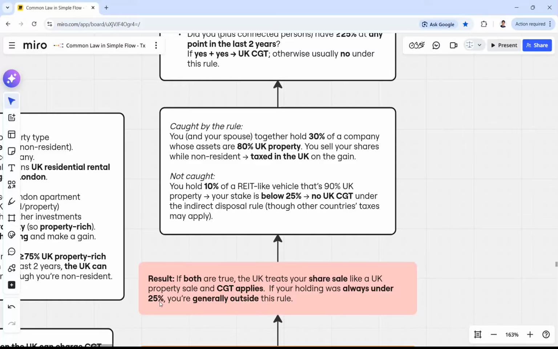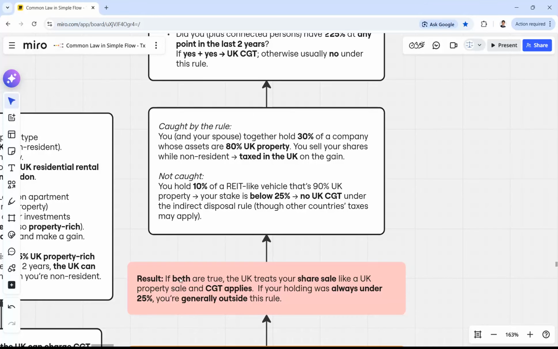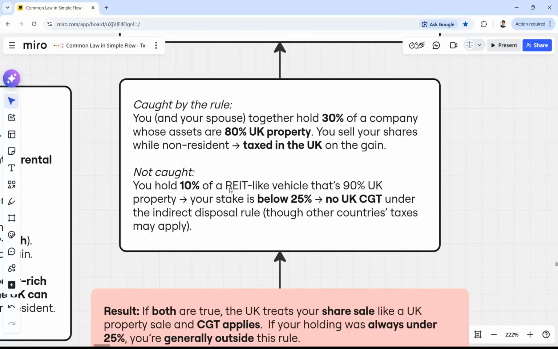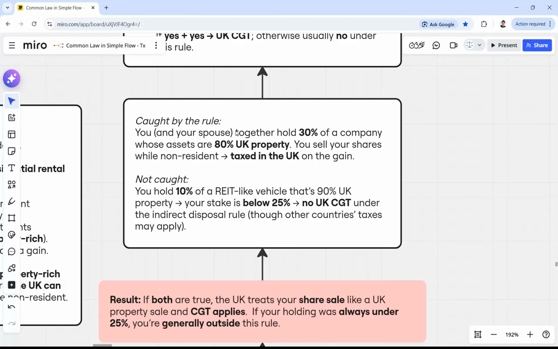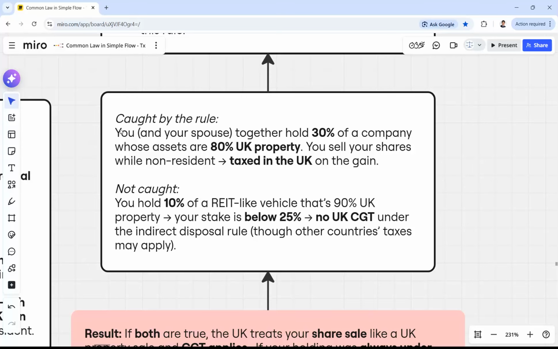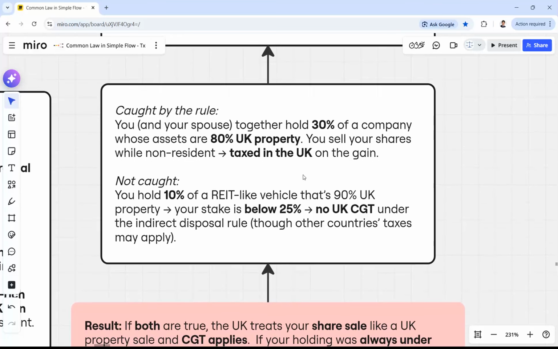So if it's always under 25% ownership, including your connected persons, then you are not a target of the CGT code by the rule. You and your spouse together hold 30% of a company whose assets are 80% UK property. You sell your shares while non-resident, and although you're non-resident, this will be taxed in the UK on the gain.